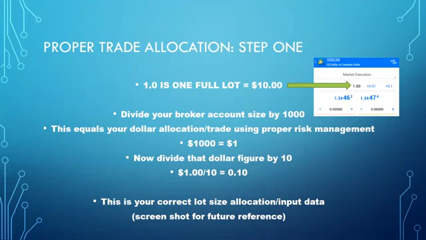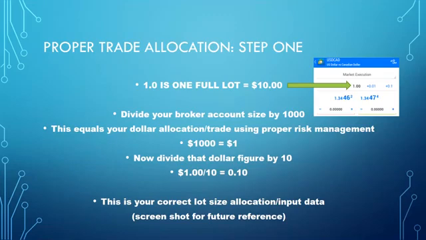Now that just simply means that when you are entering a trade, it's important to understand that you are allocating a portion of your account in a lot size. Okay, so one full lot equals $10. To trade at one full lot, you would need to have a minimum of a $10,000 broker account. So we like to teach people a very simple mathematical formula to figure out what that lot size is in a decimal that you're going to enter when you go to enter a trade alert.